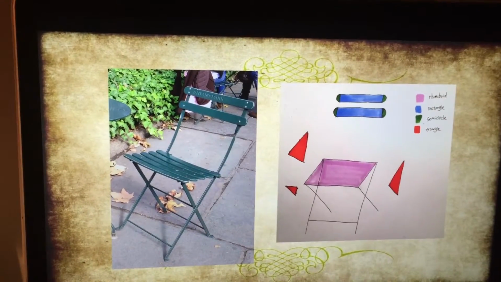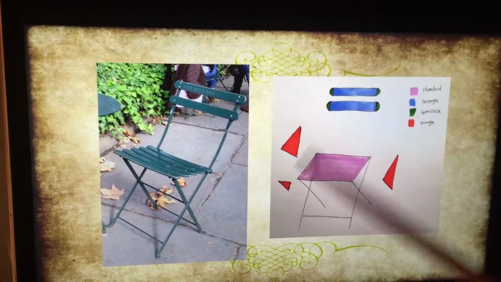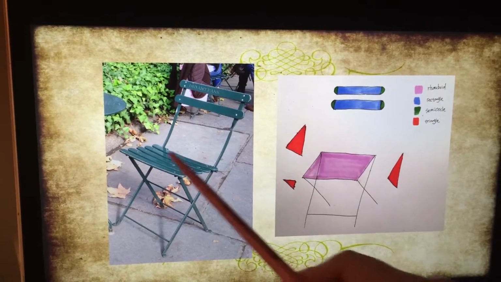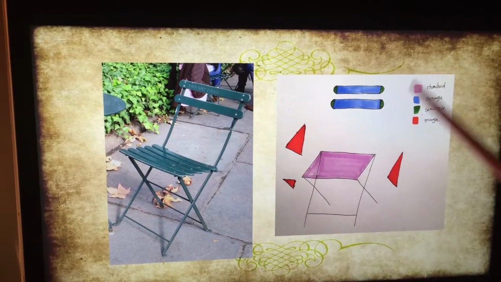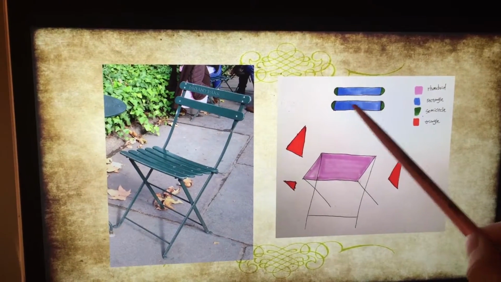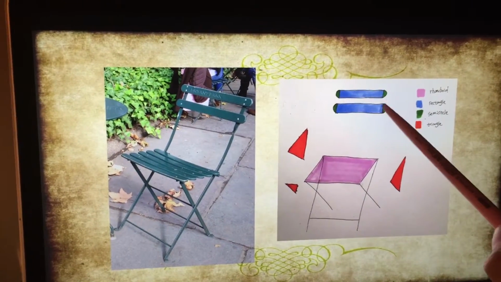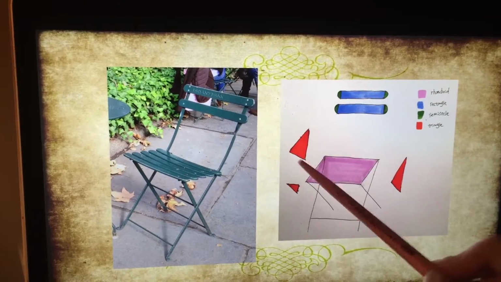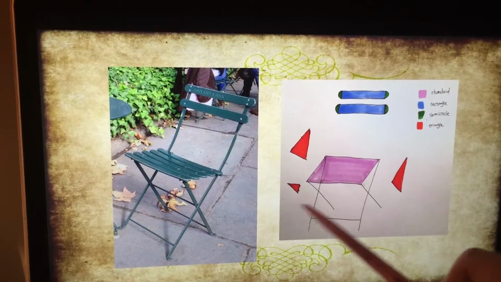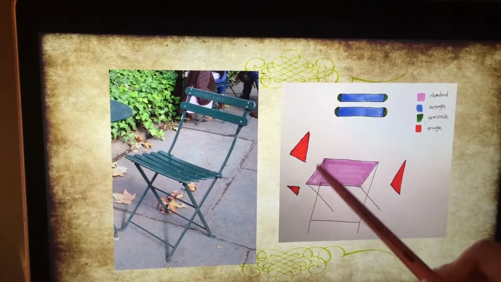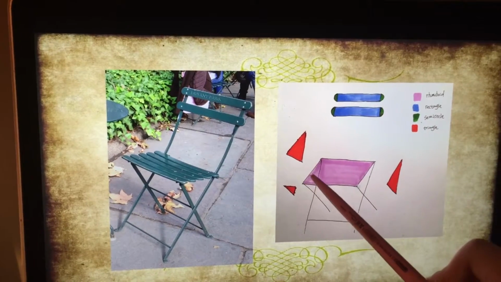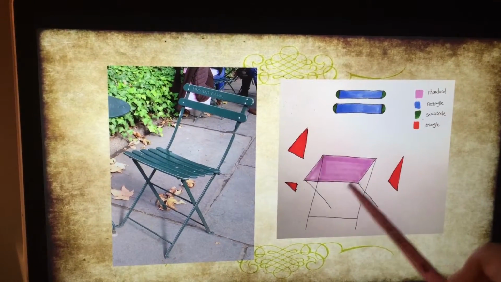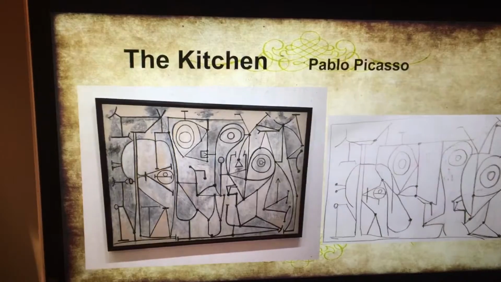This one I found in Bryant Park. Also, I separate these into different shapes. There's rectangles and semicircles and triangles from this area, and also the rhomboid.